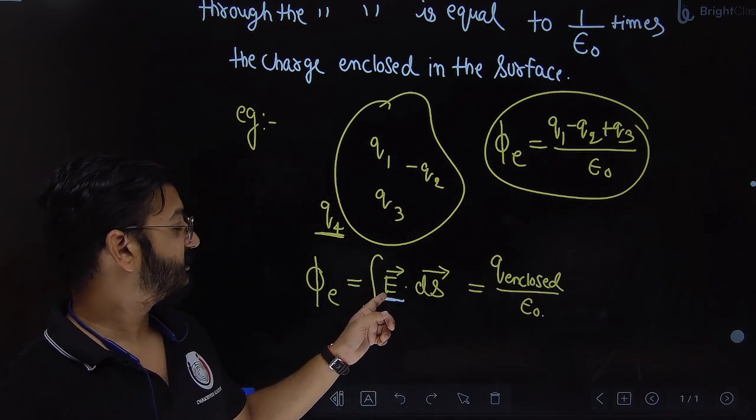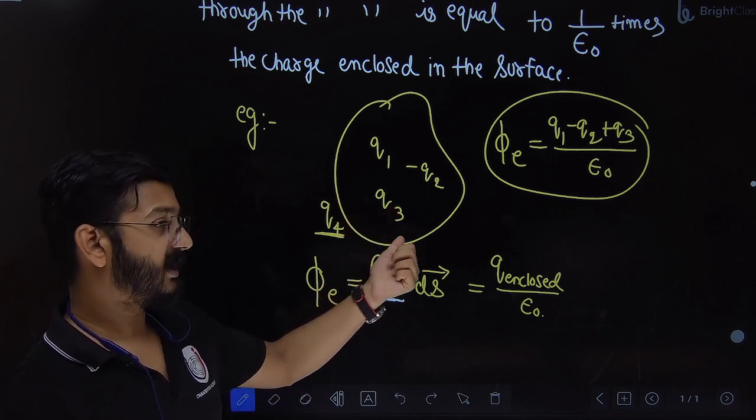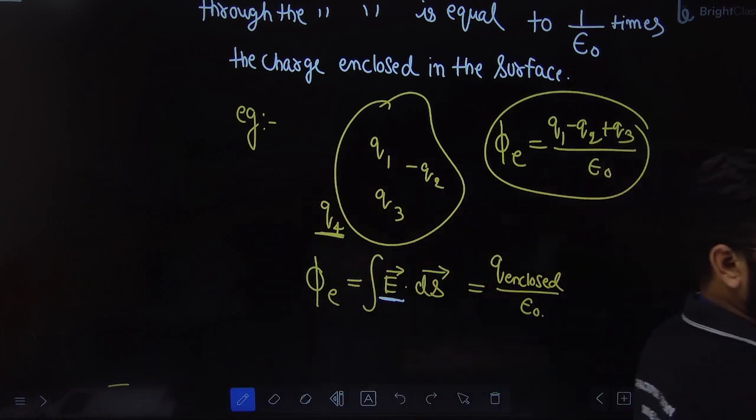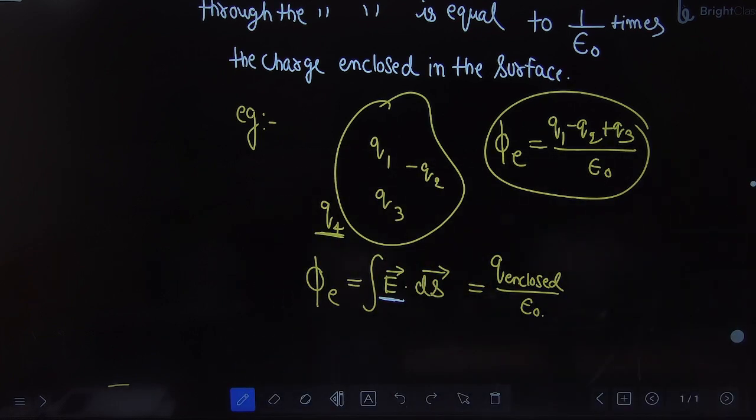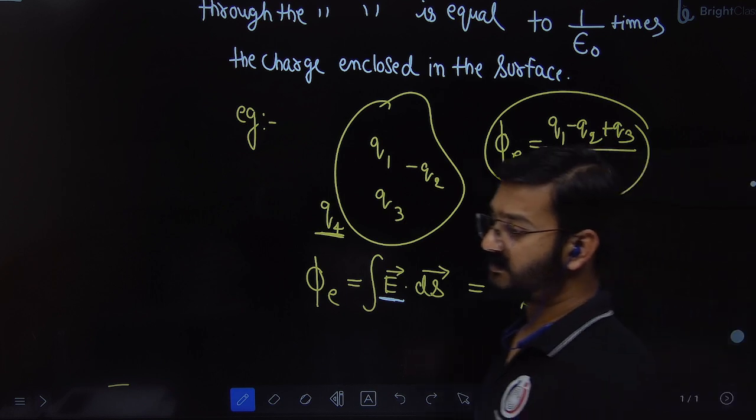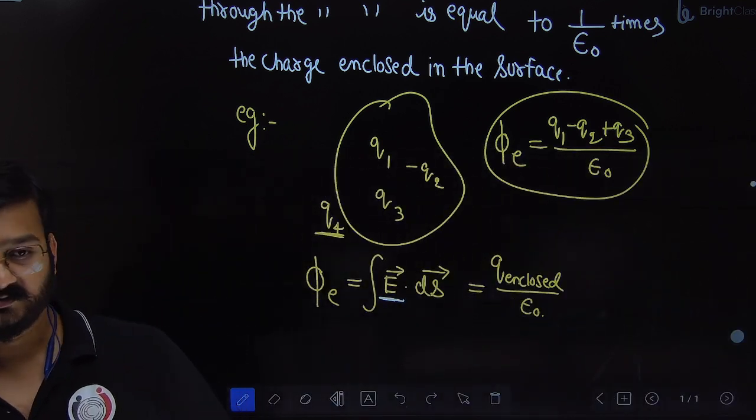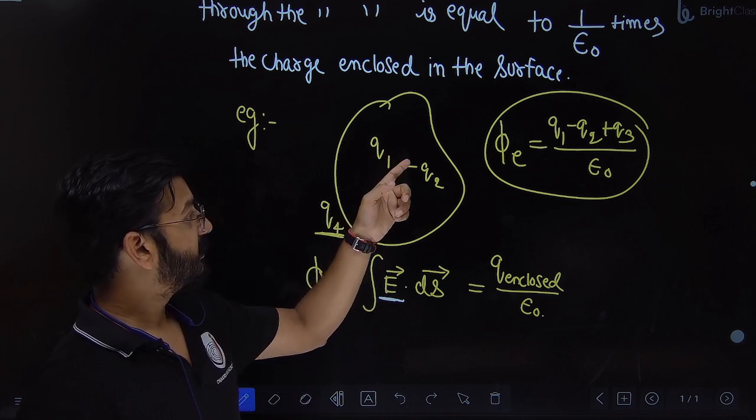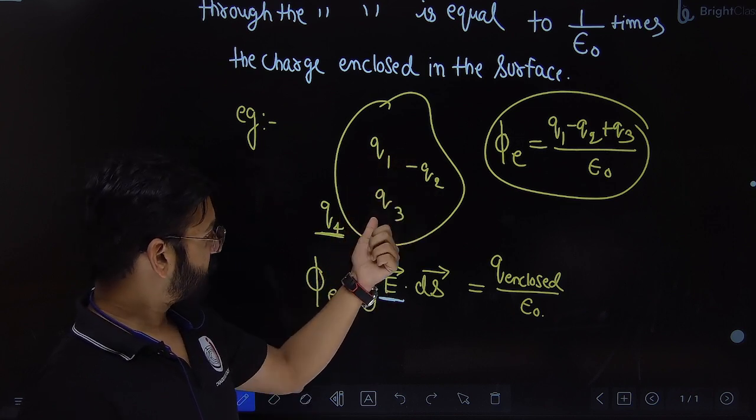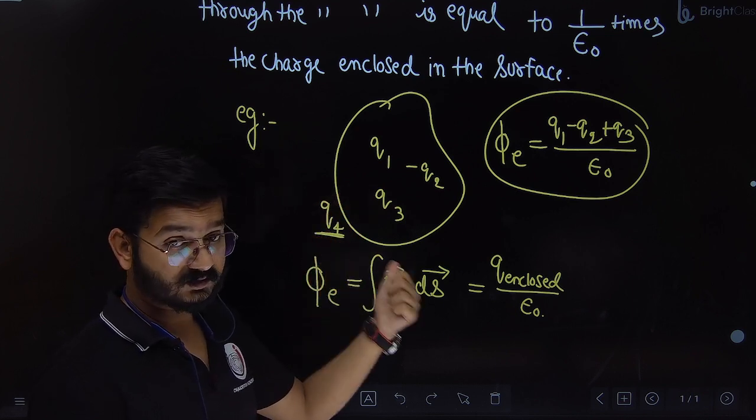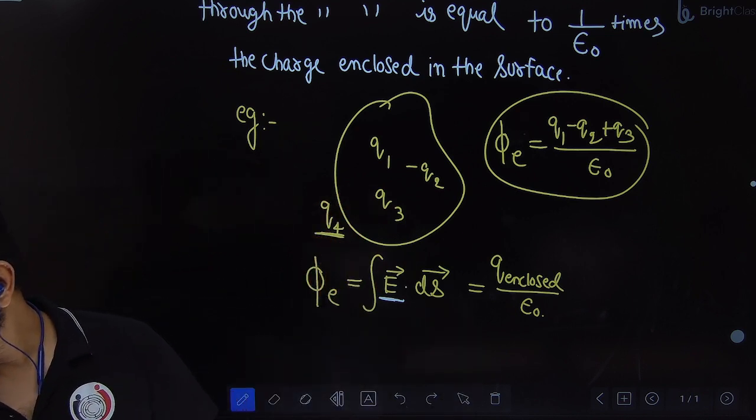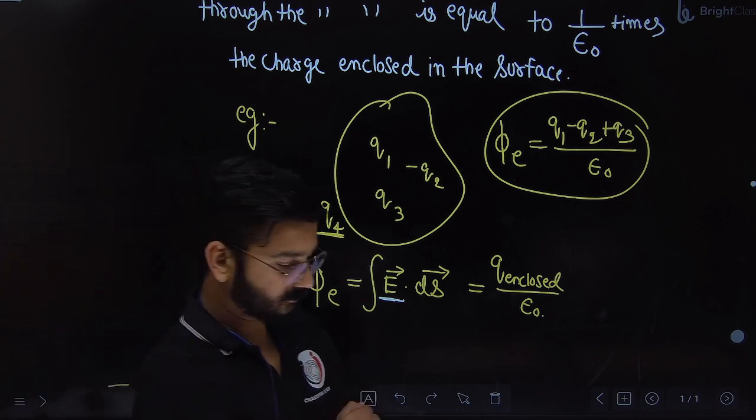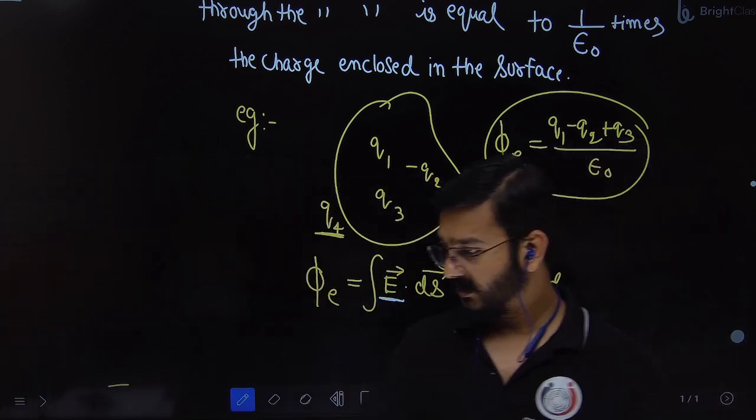This electric field is due to the charges inside and outside as well. So in this case, this electric field is due to Q1 minus Q2, Q3 as well as Q4 also. All clear? Any doubts?